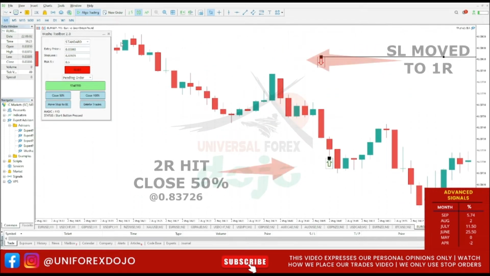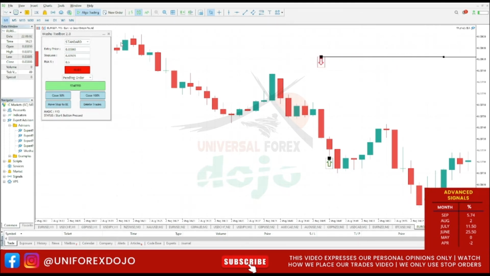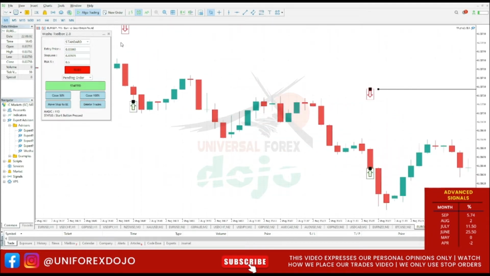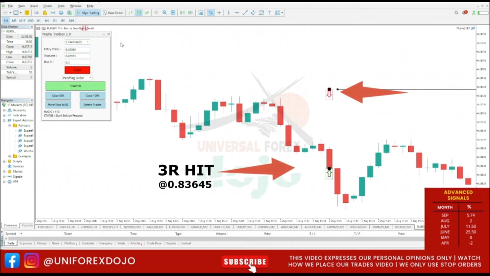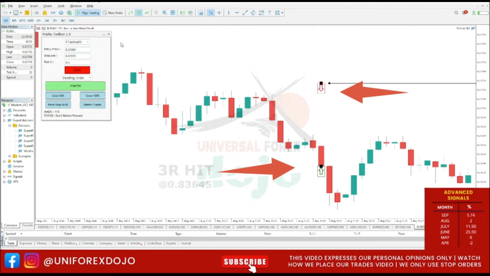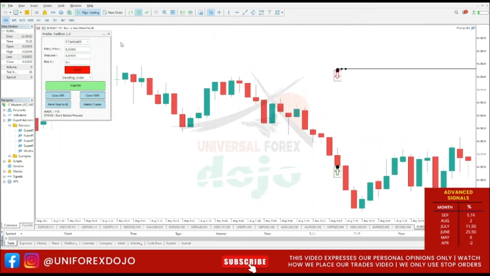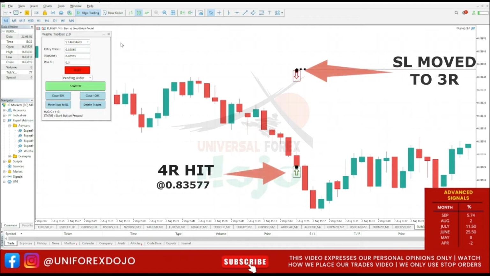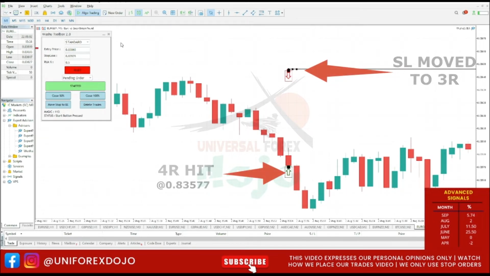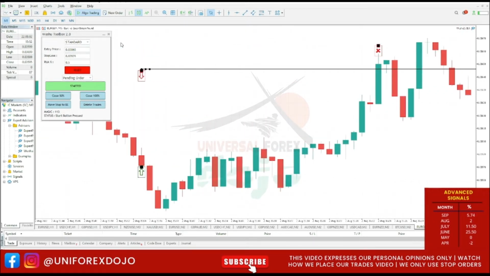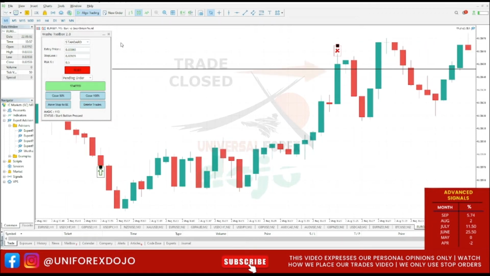This is where the wushu closed 50% of the setup, securing the amount risked on the trade and also moving the stop to 1R. Once price hit 3R at 0.83645, the wushu moved the stop to 2R and then keeps on waiting. Now at 4R at 0.83577, the wushu then moves the stop to 3R. Now this is where the trade retraced back to 3R, where the wushu closed the remaining 50% of the trade, securing a further 0.75% if you risked 0.5% of the trade.